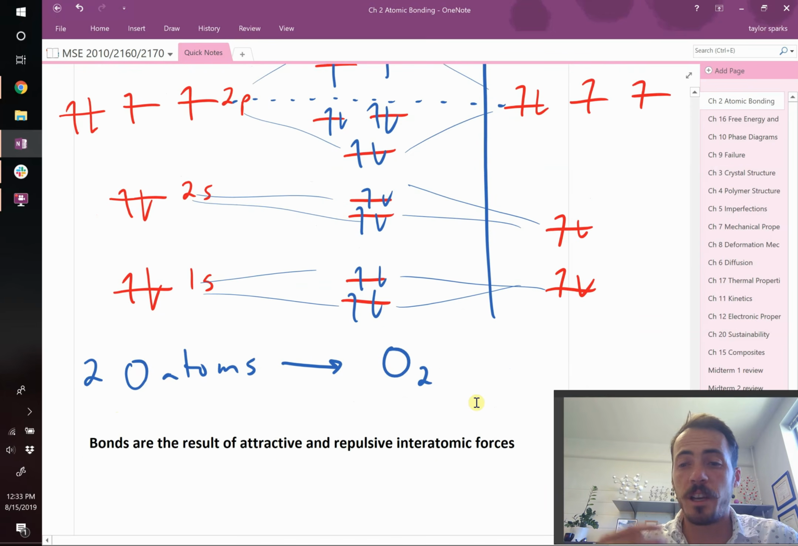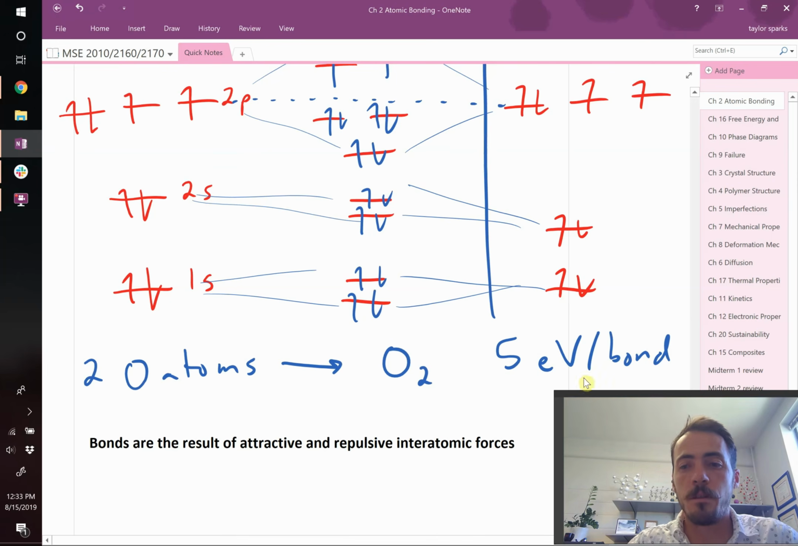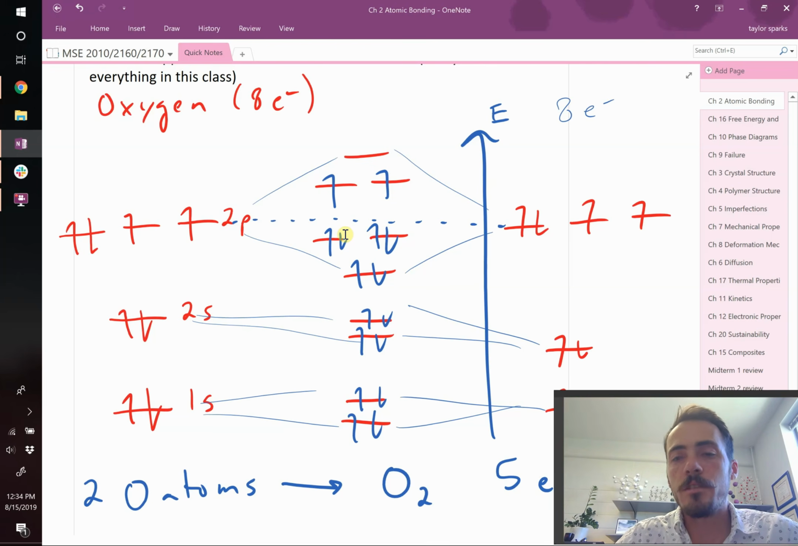In energy, it gets stabilized by 5 electron volts per bond. So in other words, to break this oxygen molecule, if we wanted to break it and turn it into individual oxygen atoms, we would have to put in 5 electron volts to break that bond, because these things are stabilized by about 5 electron volts, which is pretty cool, right? So if I told you that the bond of something else was 10 electron volts, like I think nitrogen N2 is something like 10, that's going to be a harder bond to break. And sure enough, it is harder to break nitrides.